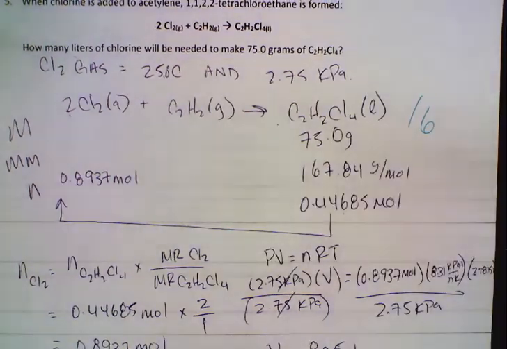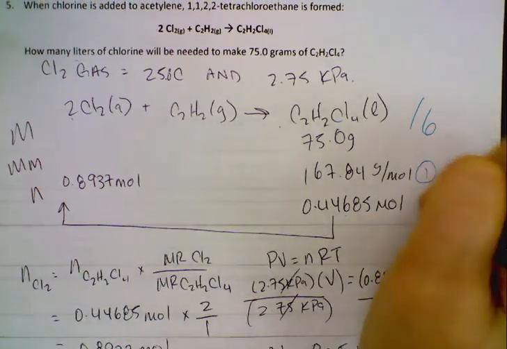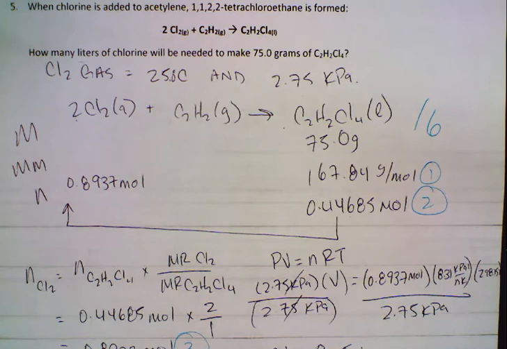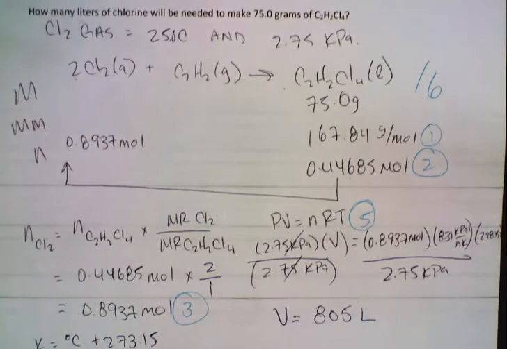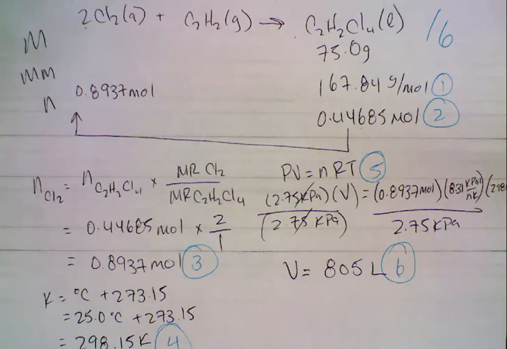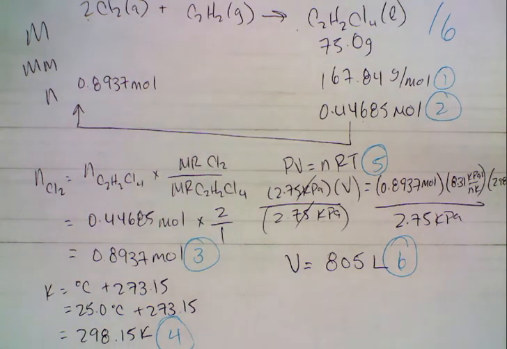This type of question would be out of 6, let's say. You would get a mark for molar mass and for moles. You would get a mark for doing your mole ratio calculation. You would get a mark for converting to kelvins. You would get a mark for this equation, and you would get a mark for your final answer. So hopefully this helps you prepare for the quiz coming, your unit test coming up.